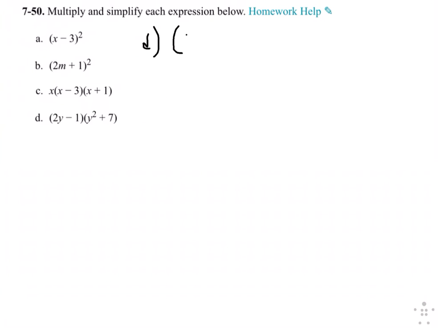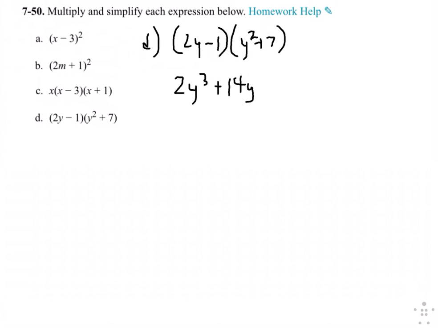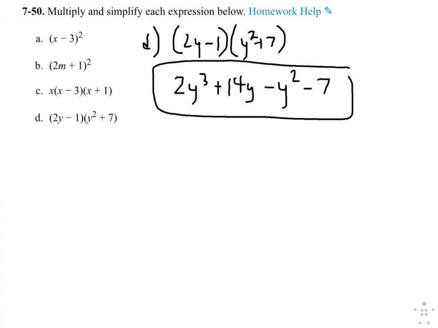D, we have (2y - 1) times (y² + 7). Right, y squared. So 2y times y² is 2y³. 2y times 7 is 14y. Now the negative 1. Negative 1 times y² is minus y², and negative 1 times 7 is minus 7. And in this case, we do not have any like terms, and for now you can leave it like that because we didn't learn about how to really order these properly.